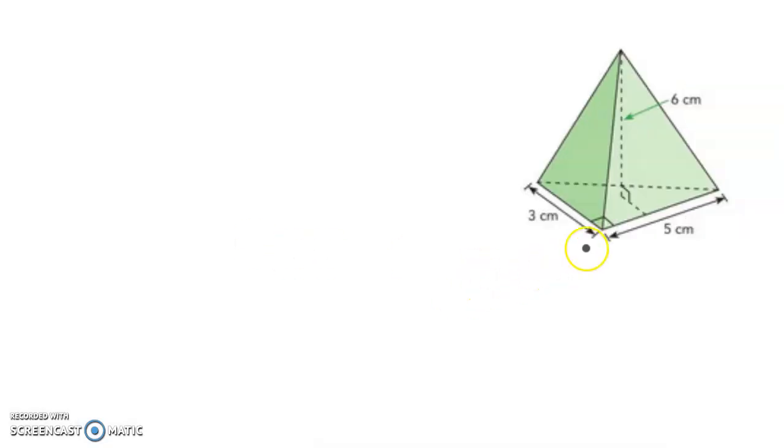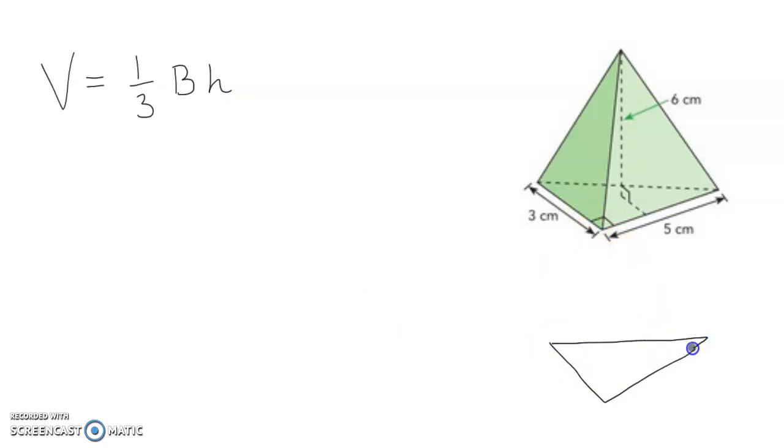Here we have a triangular pyramid. Again, the formula is going to stay the same. Volume equals 1/3 times the area of the base times the height. So I do my problem over here. This triangle looks like this. It's got 3 centimeters and 5 centimeters. If you remember, to find the area of a triangle, area equals 1/2 base times height.